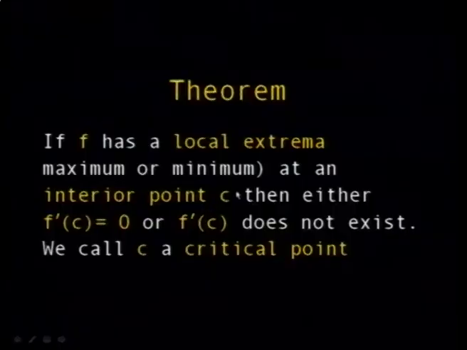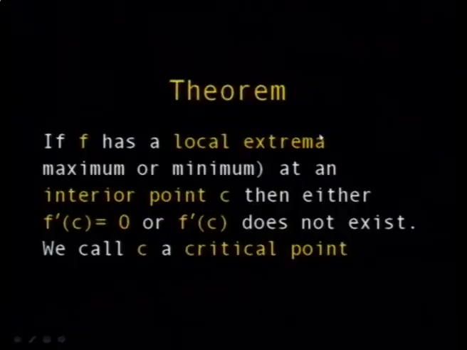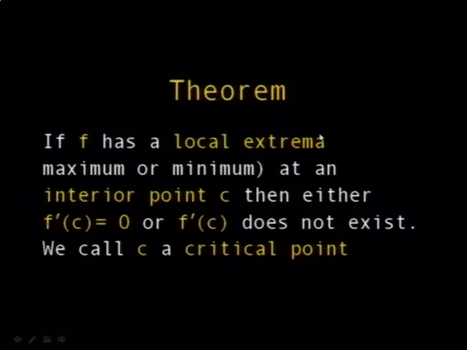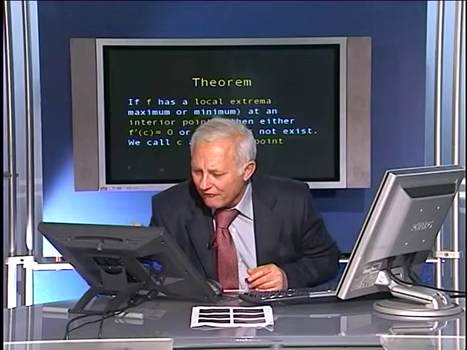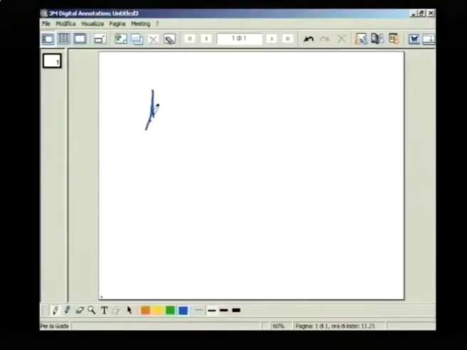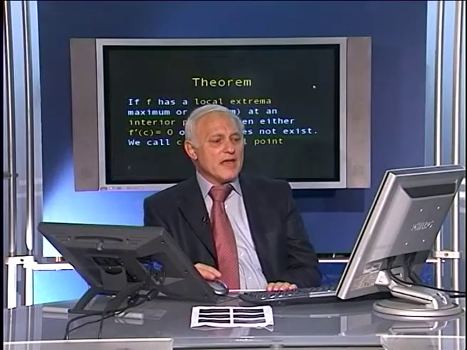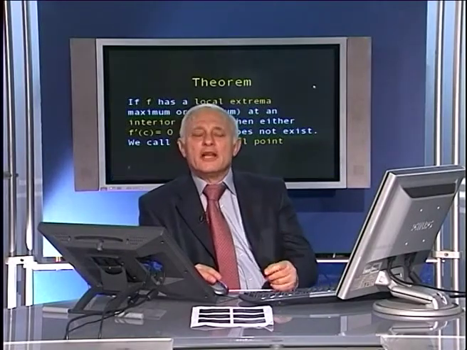And at this point, either the derivative is 0, like you have a stationary point, or the derivative does not exist, like, for example, something like this. Here, at this point, the derivative does not exist, but you may also have a stationary point at which the derivative is equal to 0. So either the derivative at the point C is equal to 0, or the derivative does not exist. And these two kinds of points are called critical points.